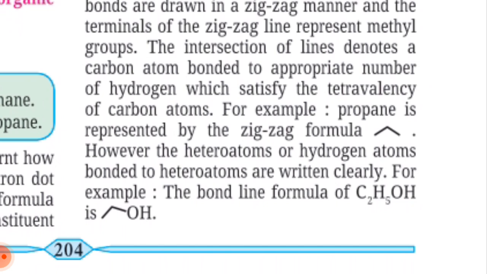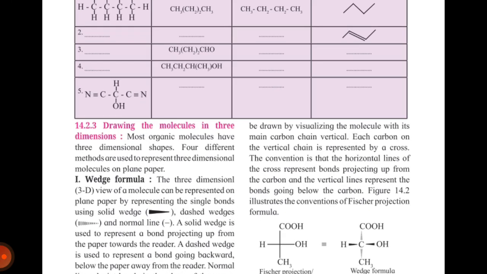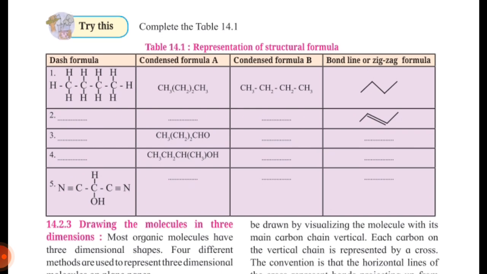For example, propane is represented by the zigzag formula. However, heteroatoms or hydrogen atoms bonded to heteroatoms are written clearly. For example, the bond line formula of C2H5OH is CH3CH2OH. Table 14.1 Representation of structural formula: dash formula, condensed formula CH3CH2CH2CH3, and bond line or zigzag formula.